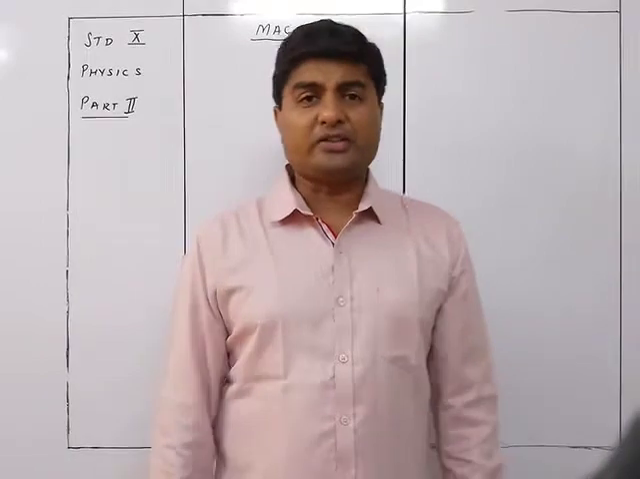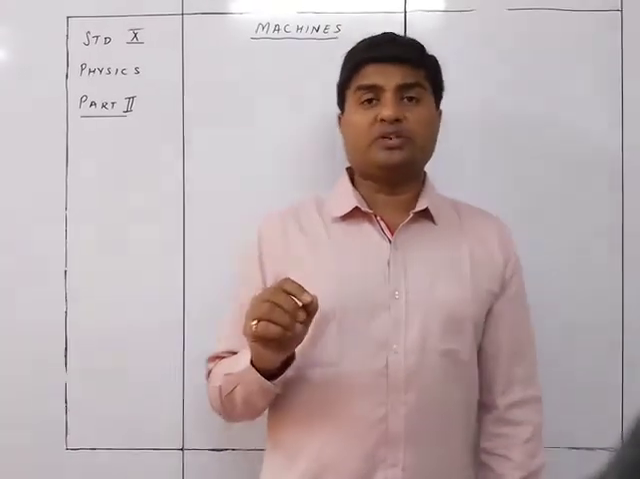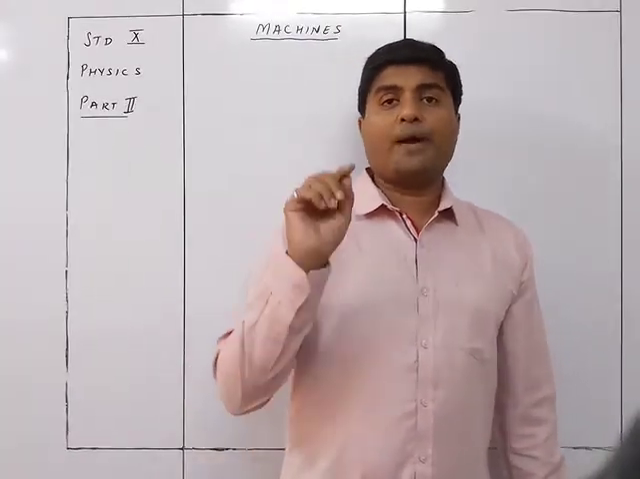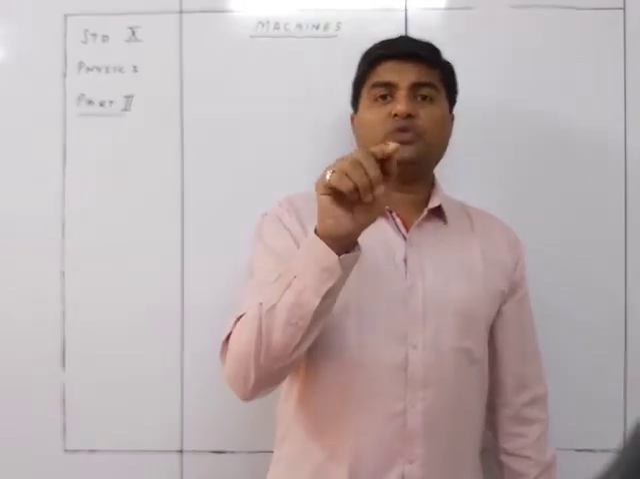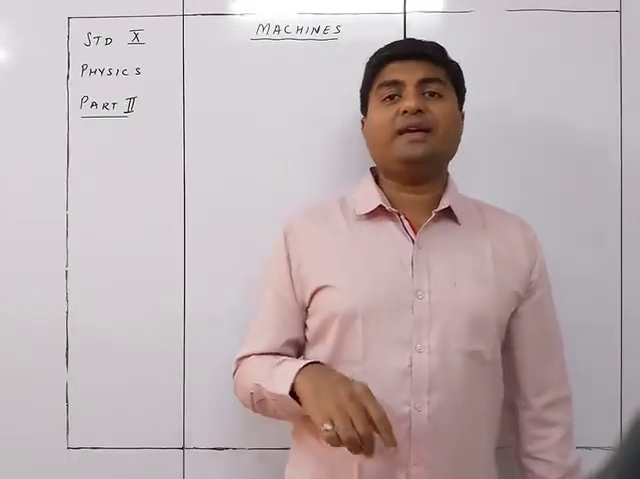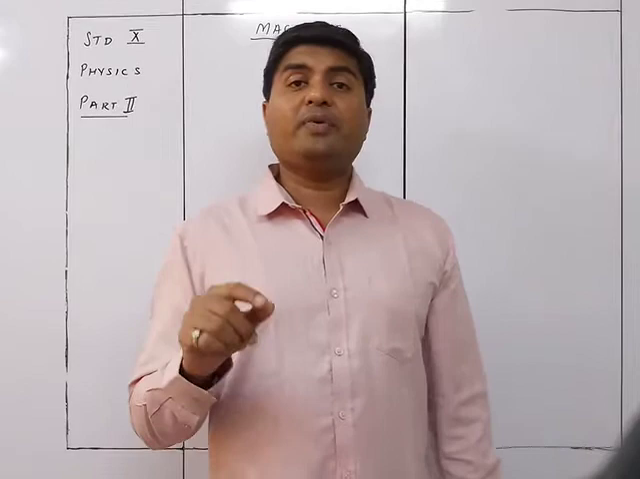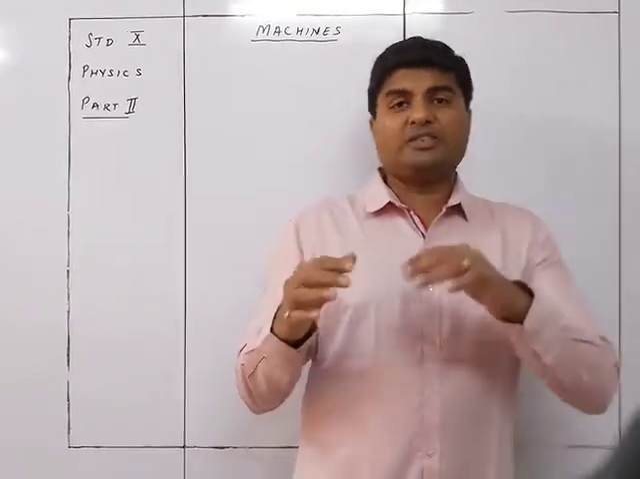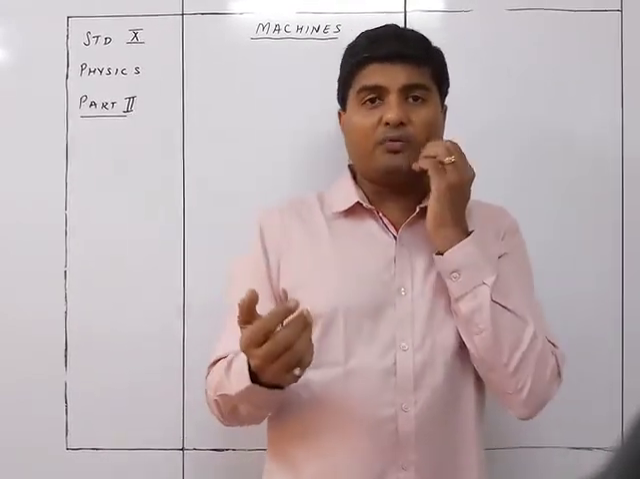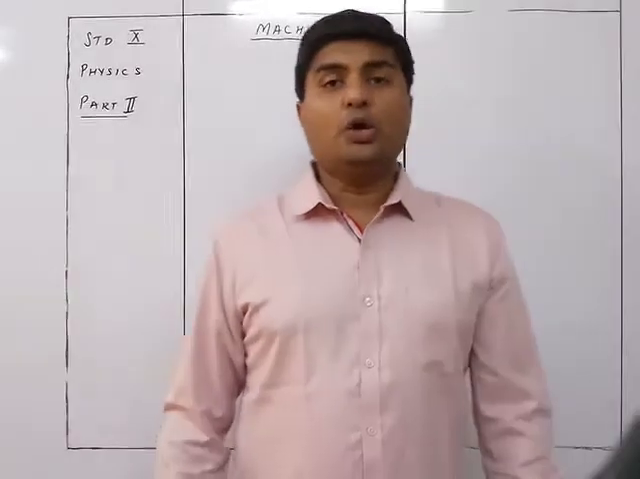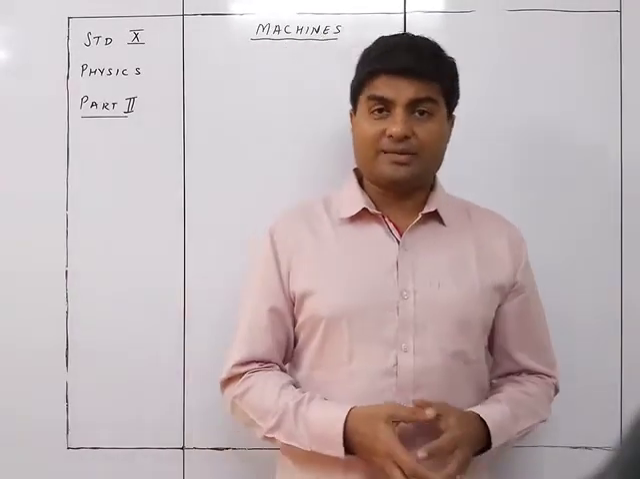So we have got 2 points on the machine. One point is the one on which we are going to apply the effort. So the point at which we apply the effort is called the effort point. And the point at which the load is applied, or we can say the machine applies the force on the load, that is called the load point, or where we place the load is called the load point.